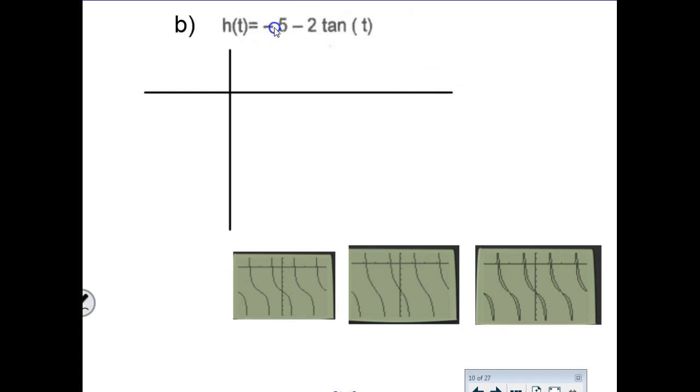So -5 is a vertical shift. For some reason, they wrote it in the front. If that bothers you, write it off to the side like this. That means we have a vertical shift of down 5. This time, I need you to carefully count out where your midline is, which is now at -5. And of course, label it.